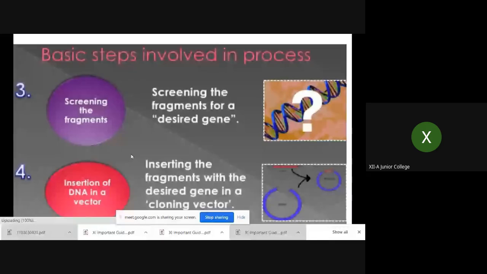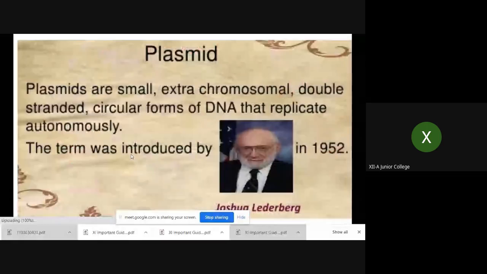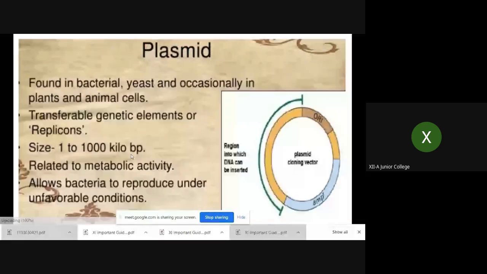Excuse me students, there is some problem with my settings. So this is what you can see. Just within a minute, I will find out how to overcome this problem.